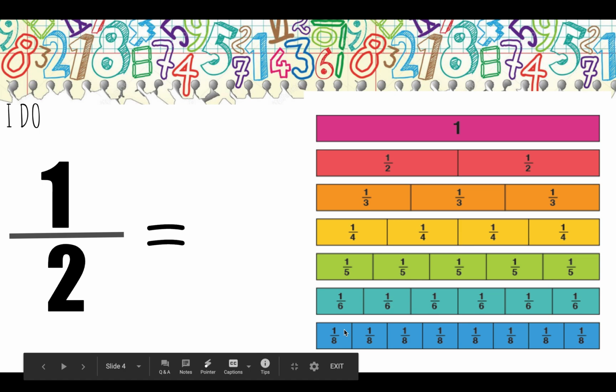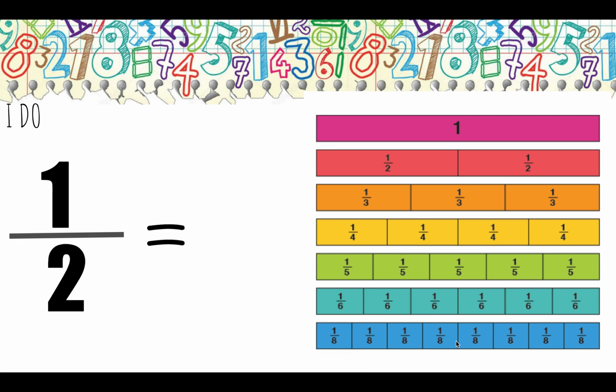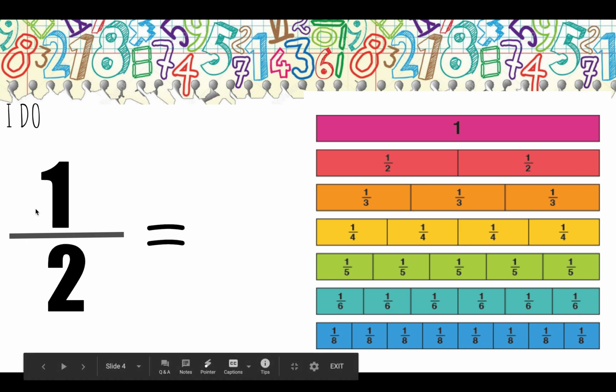Finally, if I go down below to my last fraction strip here with the eighths, 1/8 is less than 1/2. 2/8 is less than 1/2. 3/8 is still less than 1/2. But 4/8 again stops halfway in between my one whole, so 4/8 is also equivalent to 1/2. There are many fractions that are equivalent to 1/2.